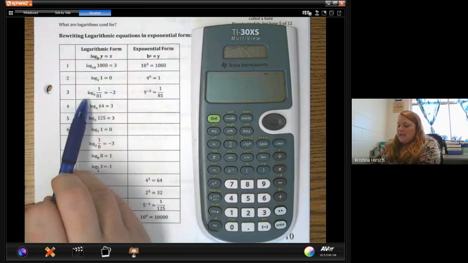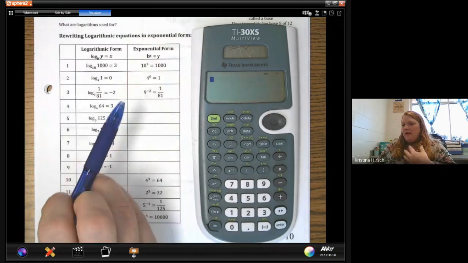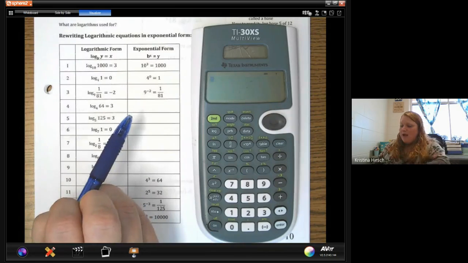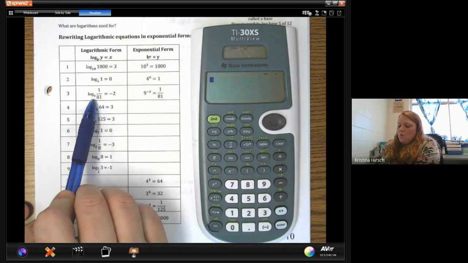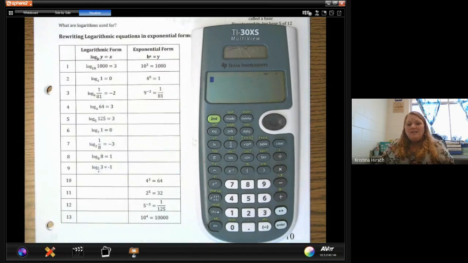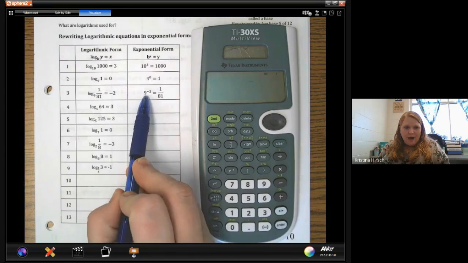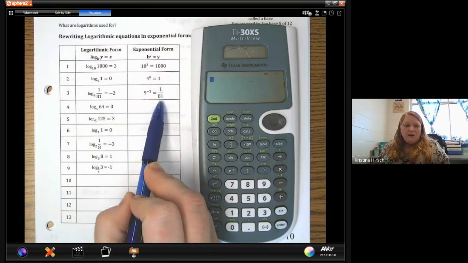When we look at the third example, we have a fraction, but think about properties of exponents and things like that. Turn that frown upside down, right? So 9 to what power gives you 1 over 81? Well, 9 to the second power gives you 81, but how do I make it flip, right? How do I make it 1 over 81? Well, I need a negative exponent. So 9 to the negative 2 power gives me 1 over 81.